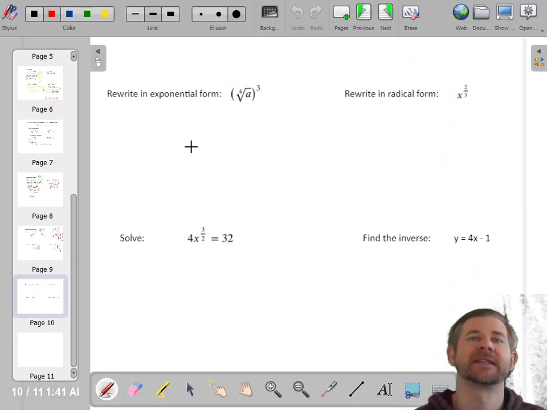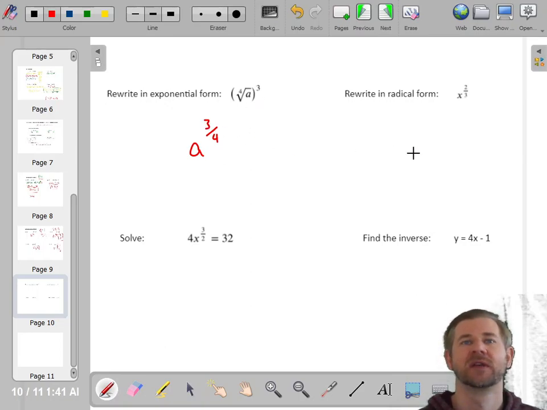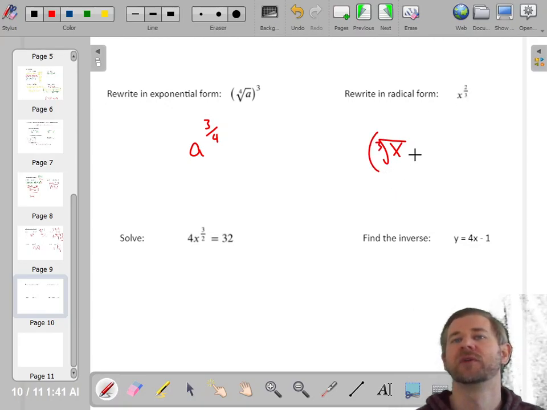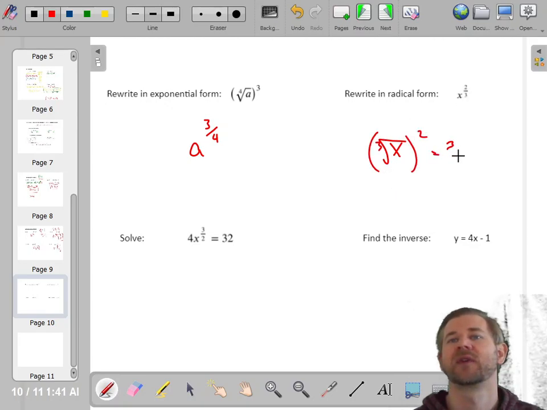If you rewrite this as an exponent, just remember the root is the denominator, the power is the numerator. So a to the 3/4. And going the other way, the root is the denominator. So this is the third root of x squared, or you could write it like this. Those are the same thing. They're both correct.